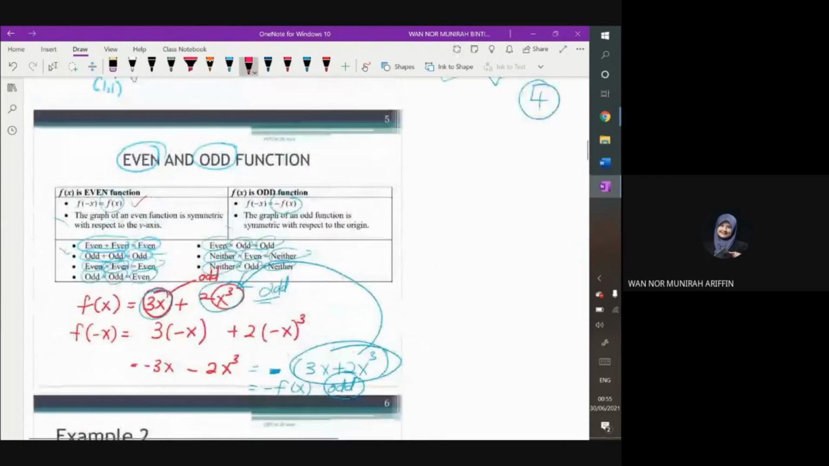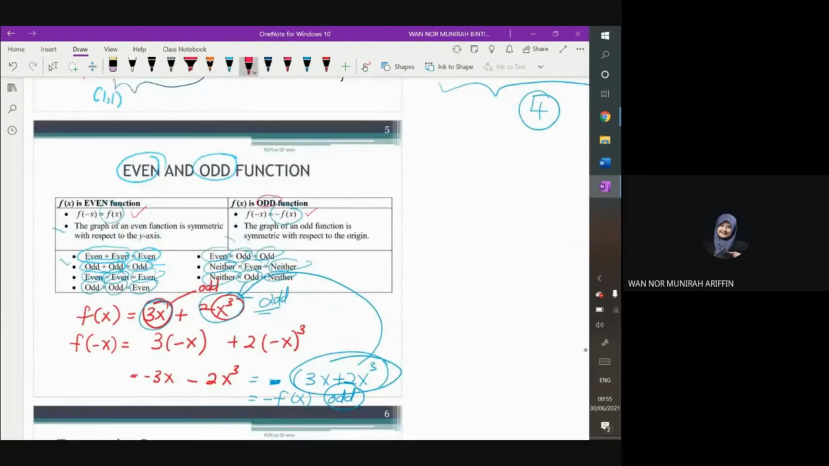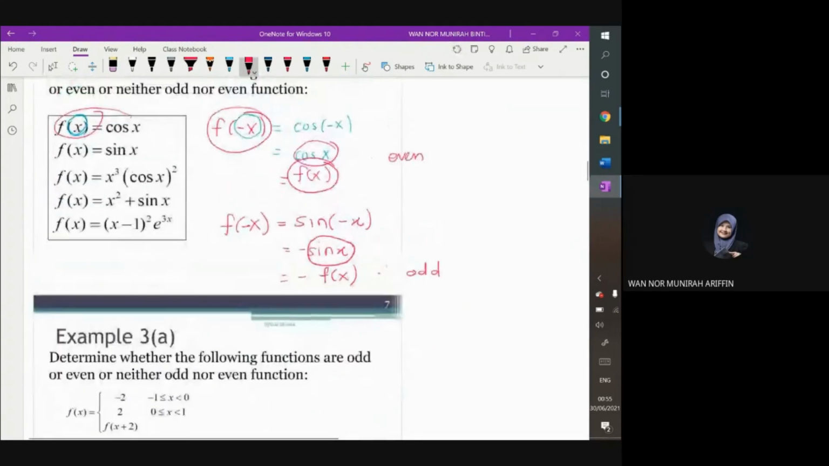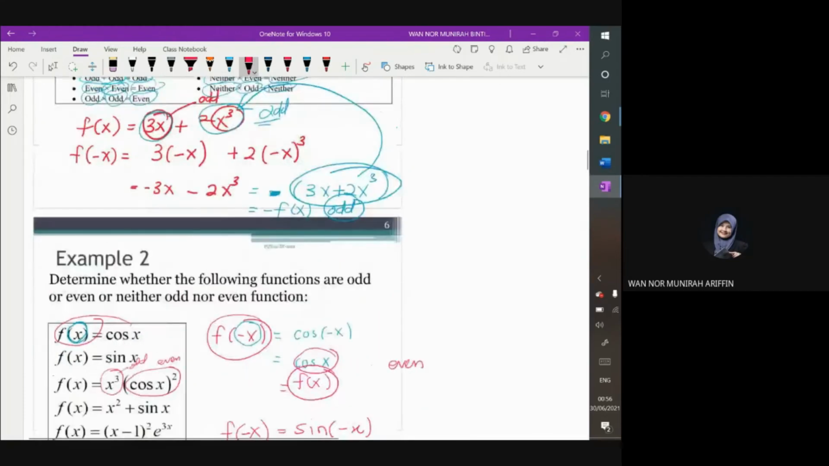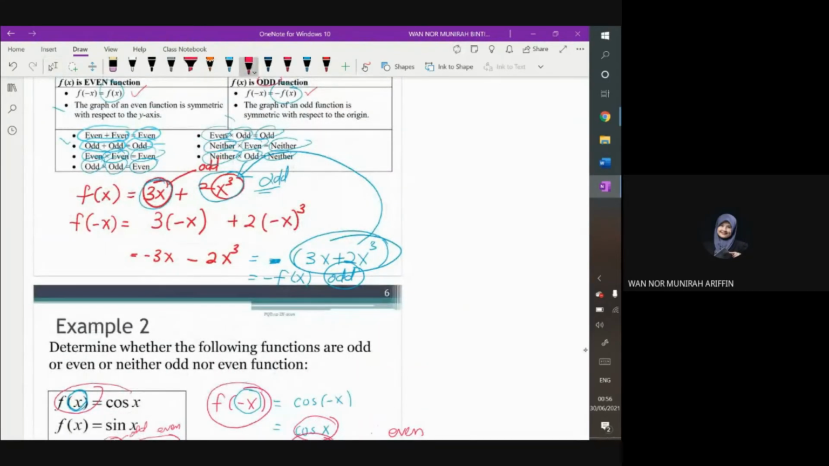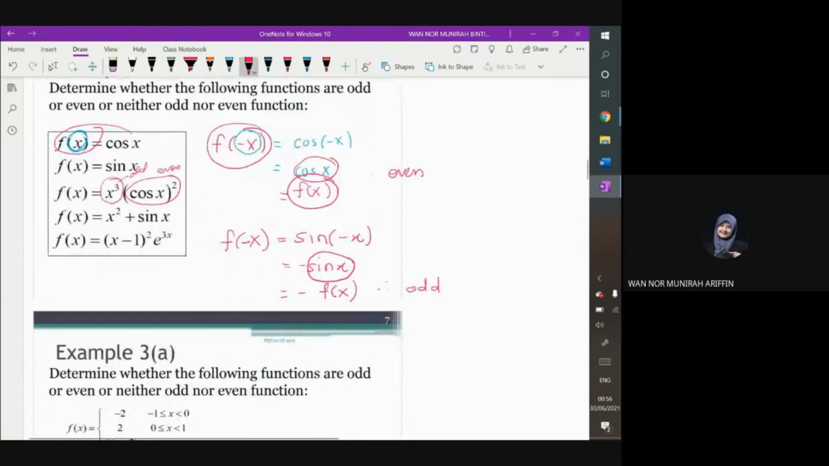From this statement, odd. Alright, so the second one is this one. I know that x cube is odd, and then cos square, cos will always be positive, so this one is even. So odd times even, the result is odd. So my initial guess is that this one is odd.